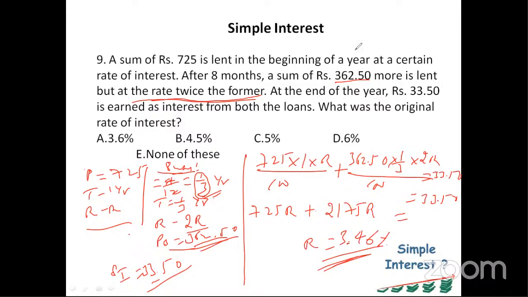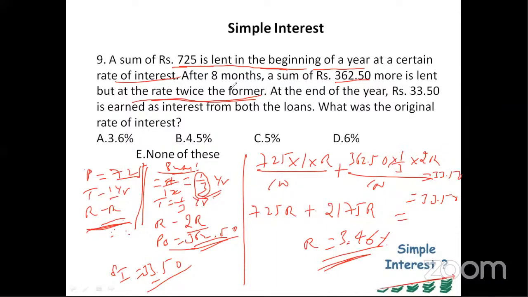Why have you taken the time period to be that? I'll tell you. Good question. What it says here is a sum of rupees 725 is lent in the beginning of the year. Okay. In the beginning of the year at a certain rate of interest. So the first case was for 1 year, it was decided 725 rupees will be there. 1 year rate of interest will be this much. So we will get some simple interest for this for 1 year.